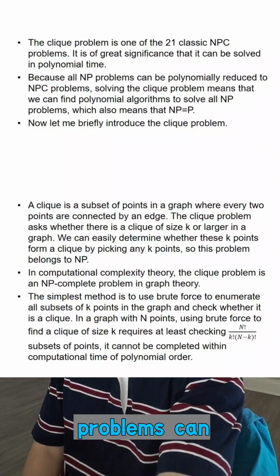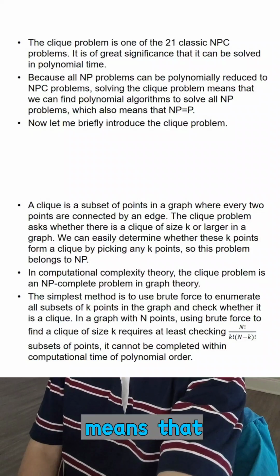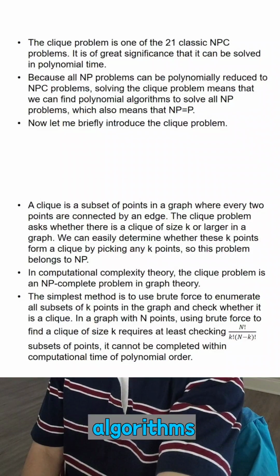Because all NP problems can be polynomially reduced to NPC problems, solving the clique problem means that we can find the polynomial algorithms to solve all NP problems, which also means that NP equals P.